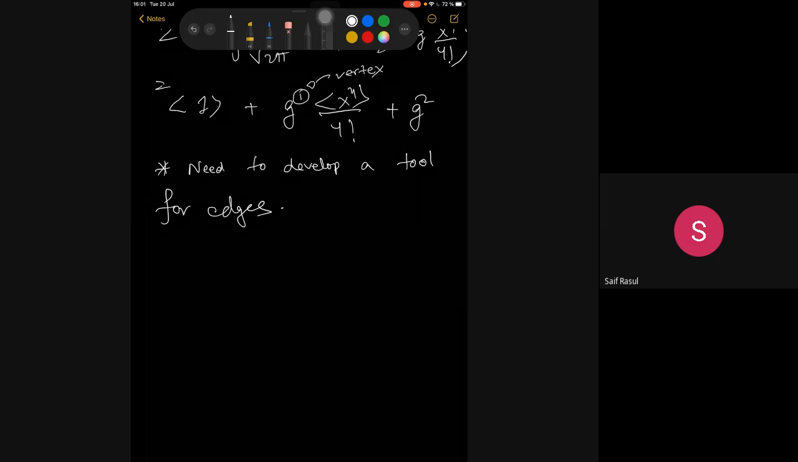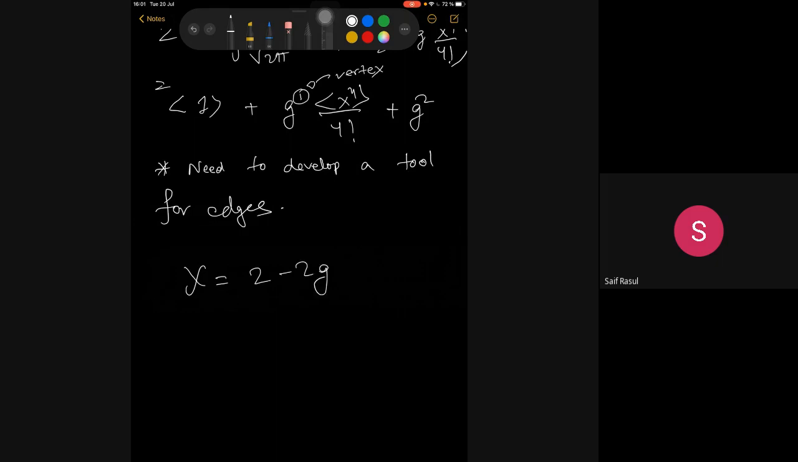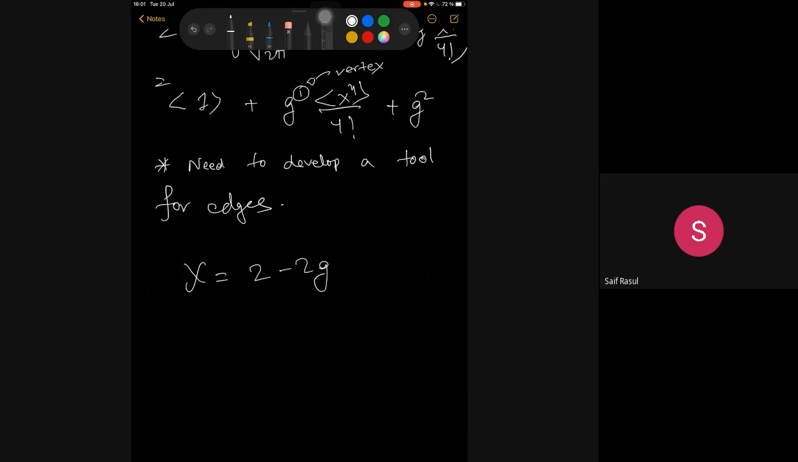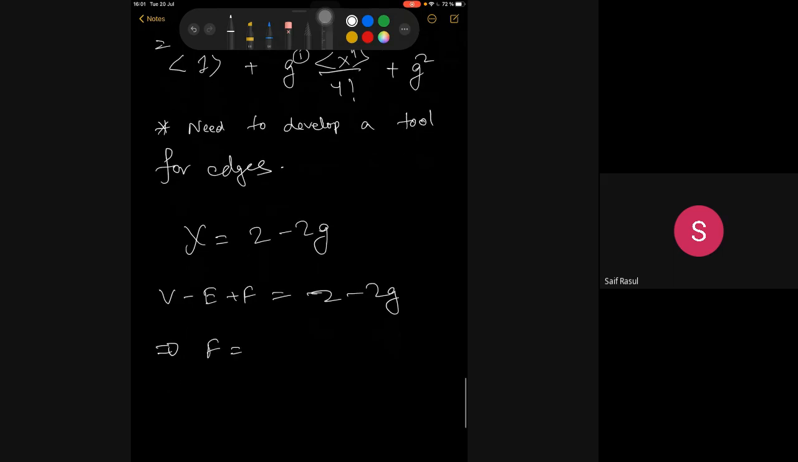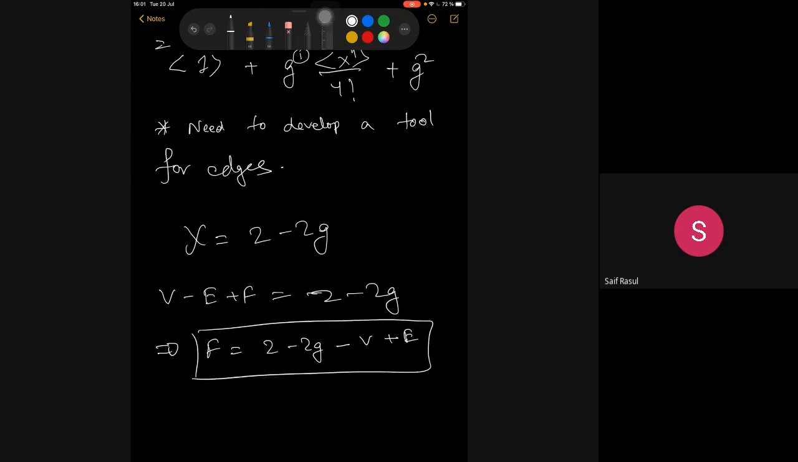Okay, so remember our Euler characteristic was like this, and we defined Euler characteristic to be a quantity like this. Since we want something in terms of the faces, we can write everything in terms of the faces if we take the vertex number and edge number to that side. So yeah, now we have to develop a machinery so that we can count the number of faces.